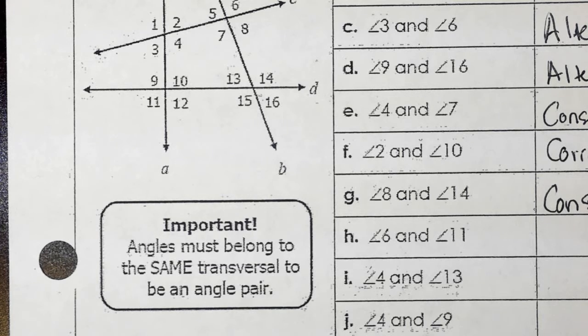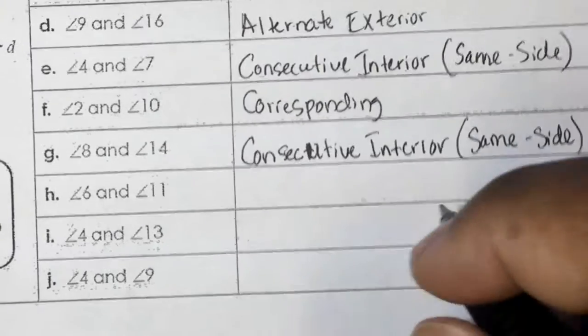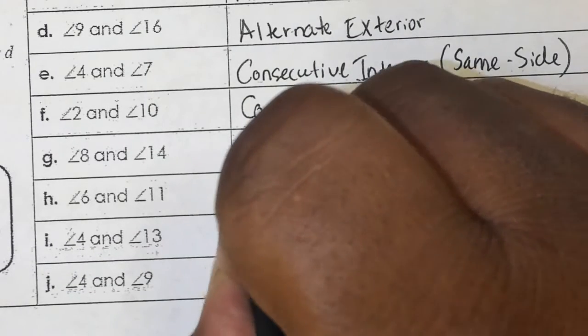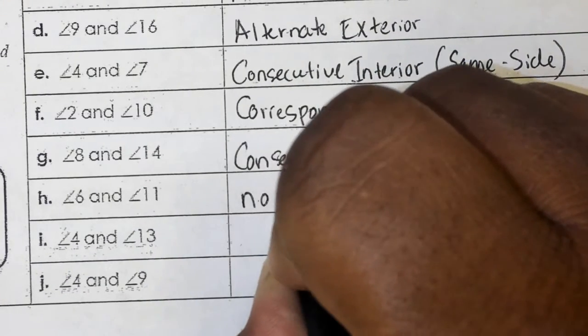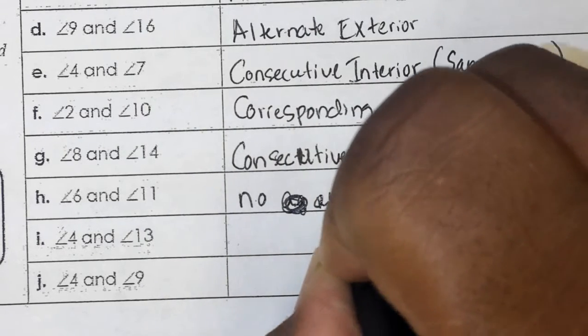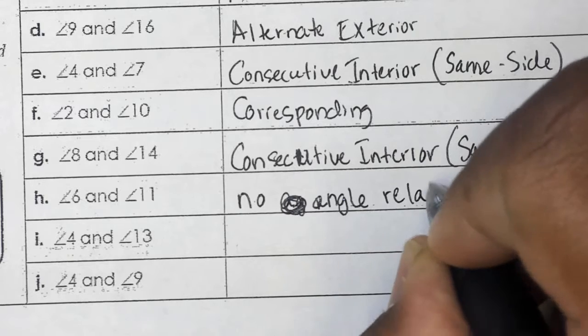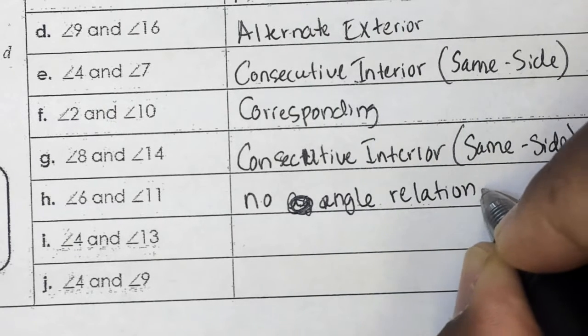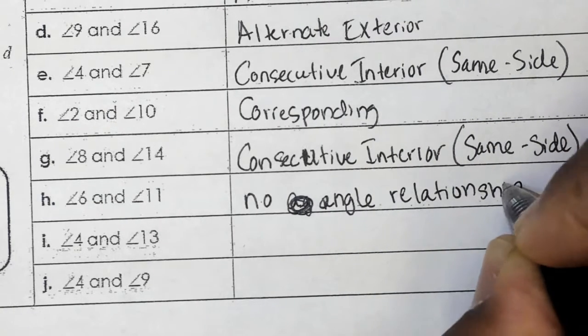Exactly. It's not an angle pair. There is no angle relationship here. They're not on the same transversal. That's literally what you're going to write. No angle relationship.